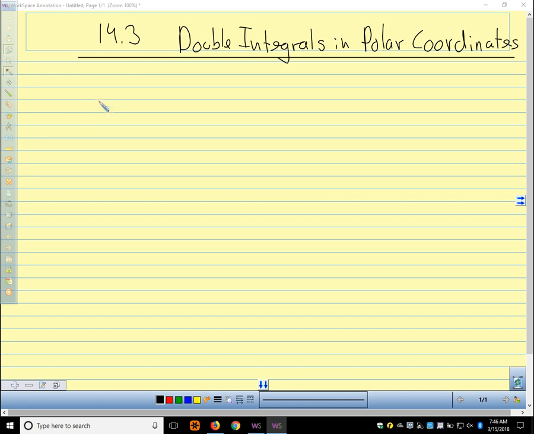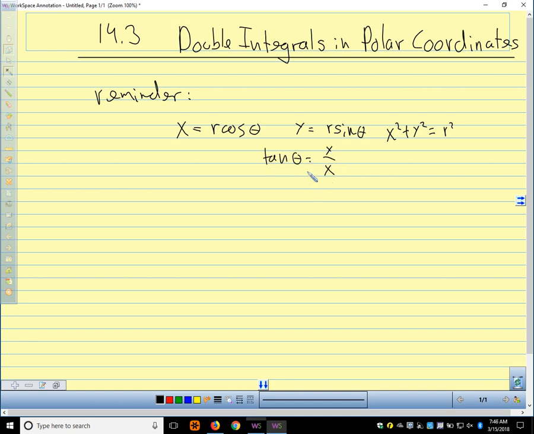Okay. All right, so a reminder. In polar coordinates, x equals r cosine theta. y equals r sine theta. x squared plus y squared equals r squared. And tangent theta is y over x. So those are all of our different conversions in polar coordinates.